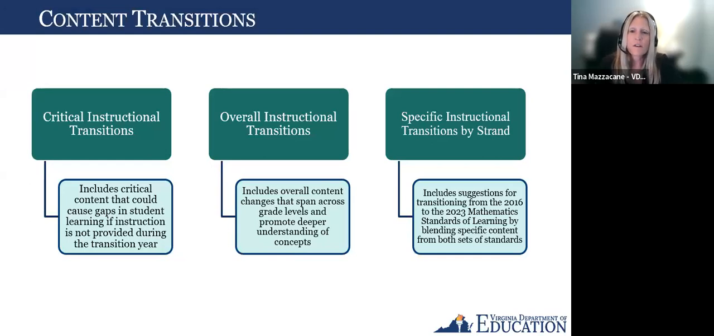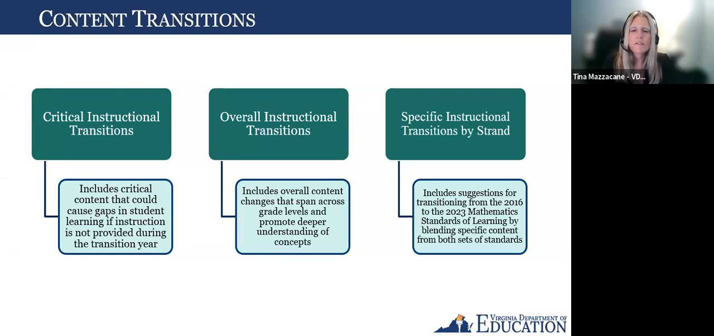The first section is called the Critical Instructional Transitions portion, and this includes critical content that could cause gaps in student learning if instruction is not provided during the 23-24 school year. Even for school divisions that might be an Option 3 school division, in that they only intend to teach the 2016 standards this year, this is an important piece of this document to be aware of, because there could be gaps if specific content is not addressed during the current school year. We'll take a look at an example of that in just a moment.